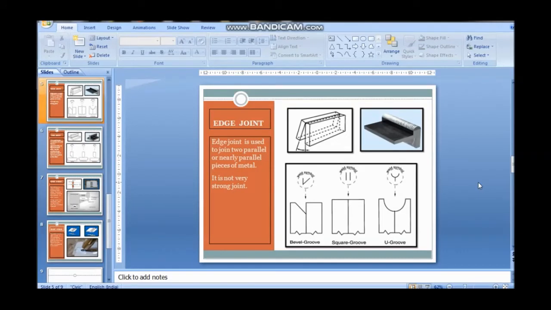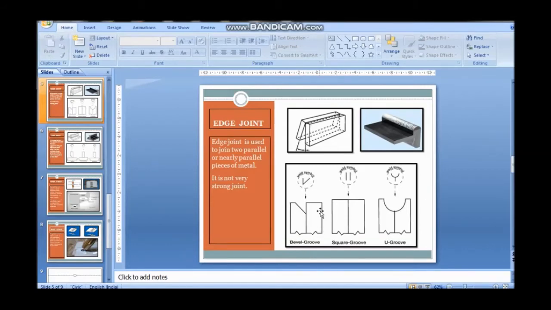Next is the edge joint. In the edge joint, two plates are used which are approximately parallel to each other. Here you see this is plate number 1 and this is plate number 2. These two edges are close or parallel to each other. Here the inclination between the two plates is very small. So here we use the welding on this upper portion, on this joining of two metal plates. This is not a very strong joint. This is used for light material only.